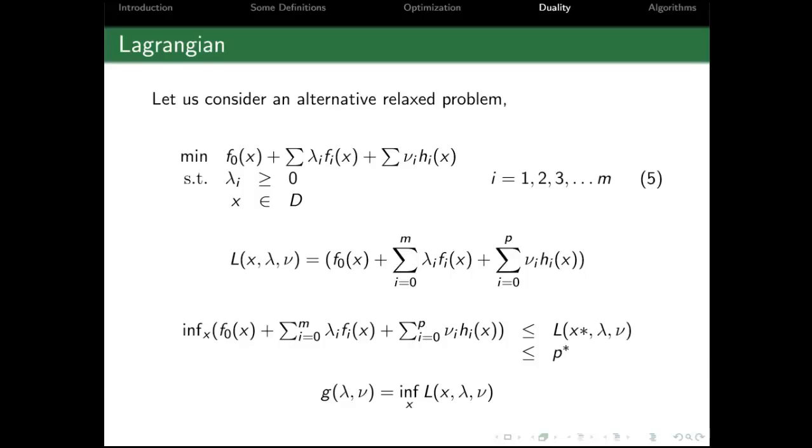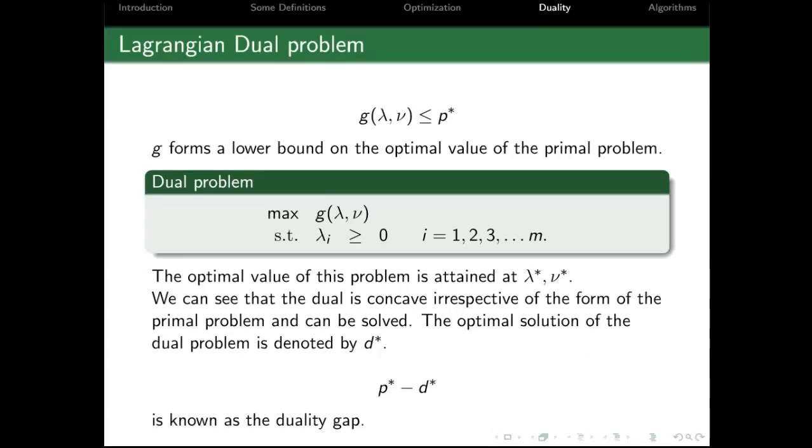This can be seen very easily, but the thing to be noted is this inequality is valid only when x is feasible. So now we define g as a function of lambda and nu as the infimum of the Lagrangian over x. So we've seen a function g which gives us a lower bound of the optimal value of the primal problem. So if we try to maximize this function g, we will achieve a very good lower bound of the optimal value. So this is what is known as the dual problem.